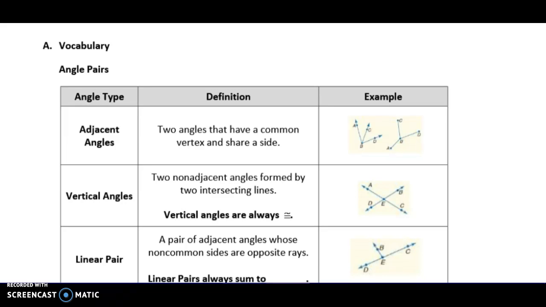Vertical angles are two non-adjacent angles, so they're not directly side by side, formed by two intersecting lines. Key thing is that you'll always find that X shape when you're looking for vertical angles. They will always have the exact same measurement. So any angles that are opposite of each other on that X are going to have the same measurement.